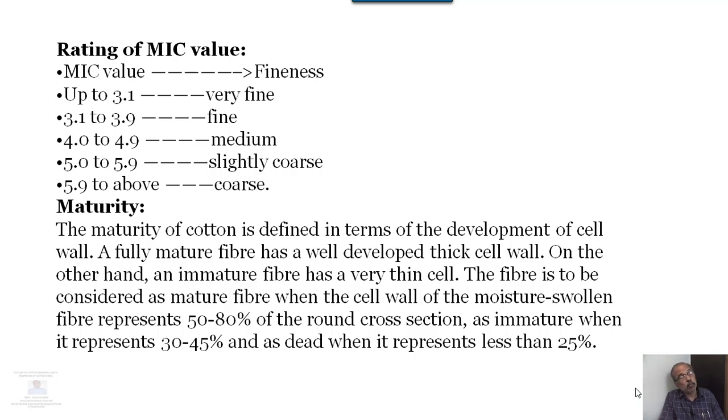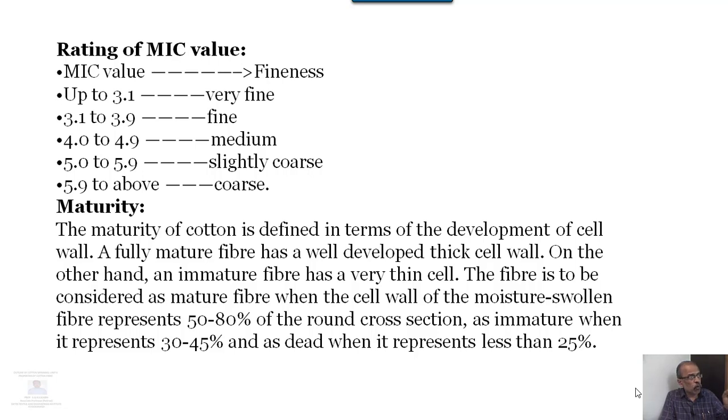Now the next thing is maturity. Maturity is what the fiber acquires when a single fiber is developing. In that single fiber, first the outer surface is generated, the primary wall is formed, and then inside that primary wall there are deposits of the secondary wall. The cellulose deposits inside are called secondary deposits, the secondary wall.